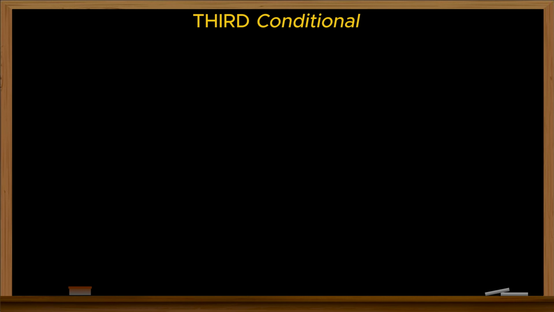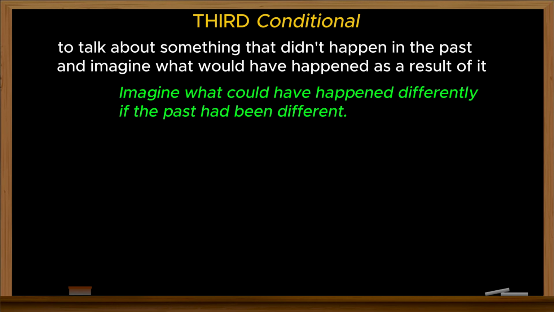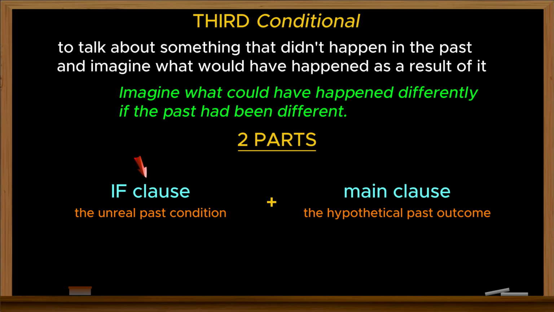We use the third conditional to talk about something that didn't happen in the past and imagine what would have happened as a result of it. It allows us to imagine what could have happened differently if the past had been different. It's a powerful tool to discuss regrets, missed opportunities, consider alternative scenarios, and things that could have been different. The third conditional consists of two parts: the if clause, which expresses the unreal past condition, and the main clause, which expresses the hypothetical past outcome.